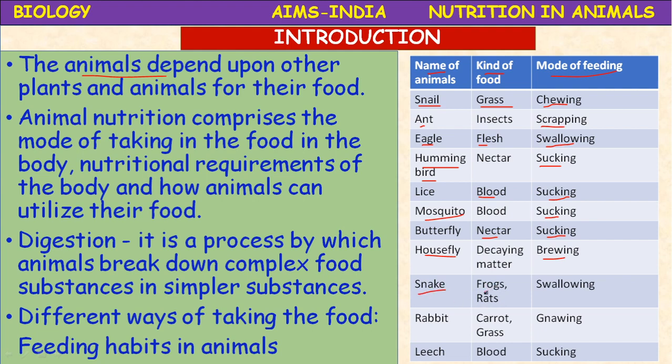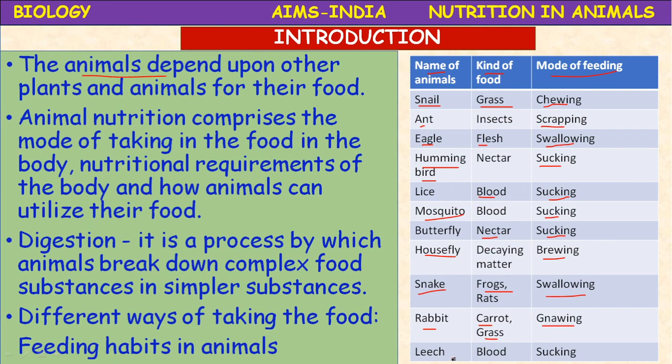Snake. Snake is a carnivore. It feeds on frogs, rats and other small animals. The method is swallowing. After swallowing, it will twist its body so that the food material gets broken down into pieces inside the body. Rabbit. Rabbit eats grass and vegetables like carrots. The method is gnawing. With the help of its front teeth, it cuts the food into pieces and swallows it. It is called gnawing.